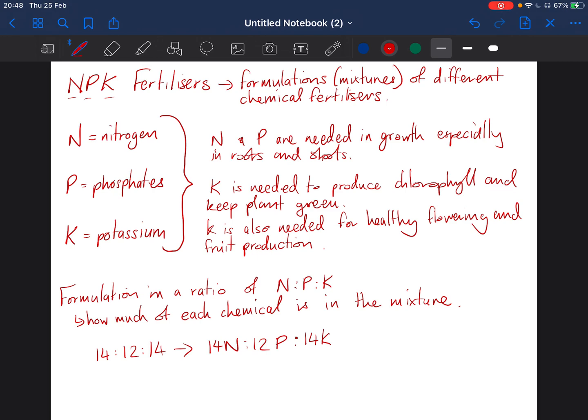Okay, so we make each of our NPK fertilizer batches to match what we think people will need for different crops as well, so we can sell it to them.